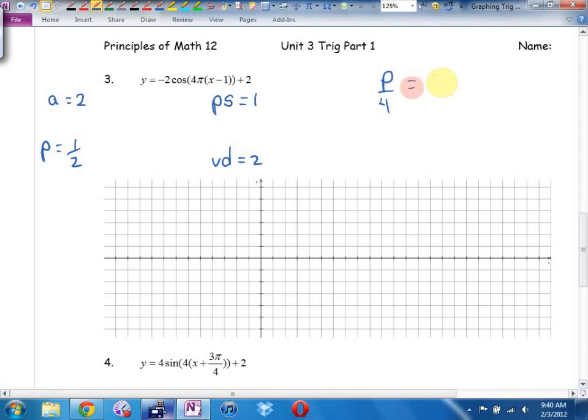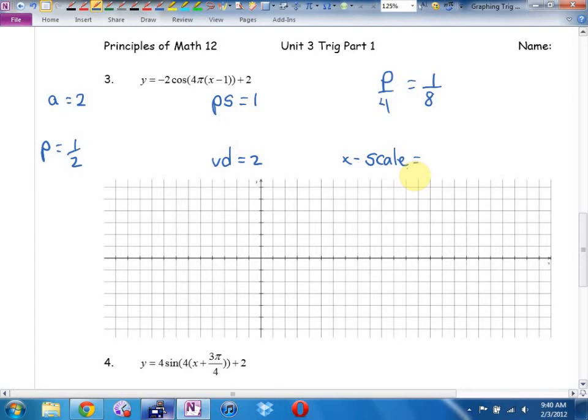Phase shift of 1 to the right. Vertical displacement of 2. I guess period divided by 4, 1/2 divided by 4 means put an extra 4 in the bottom. So instead of a 2, I'll have an 8 down there. What's my common denominator going to be here for my scale? And it's not going to be pi over 8. It's just going to be 1/8 because there's no pi terms in everything. Each square is going to be 1/8.